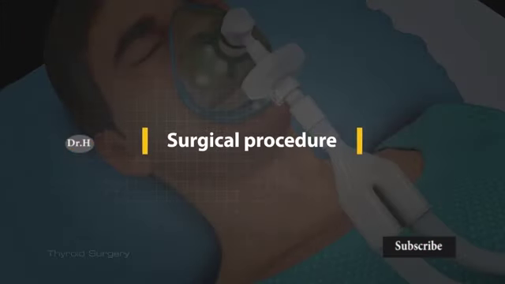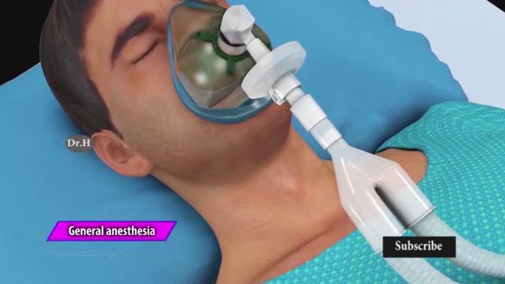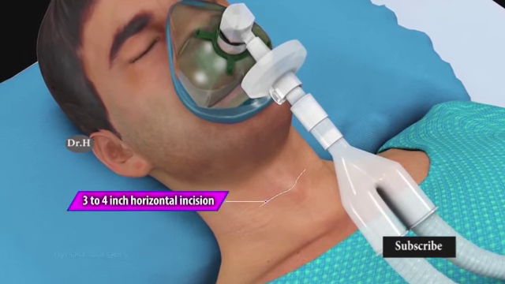Surgical procedure: thyroid surgery is performed under general anesthesia. Your surgeon makes a 3 to 4 inch horizontal incision in the center of your lower neck. A single lobe, a lobe with the isthmus, or the entire gland is removed through this incision. Cancer of the thyroid is usually treated by complete removal of the gland.